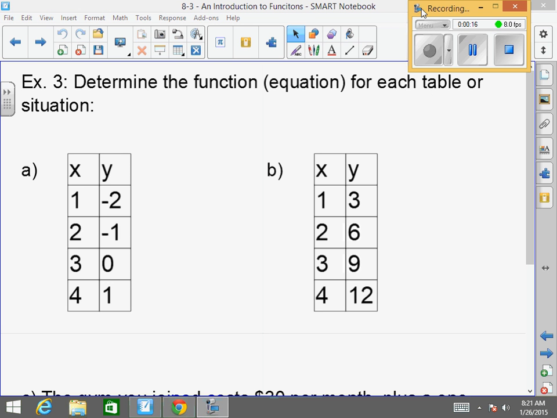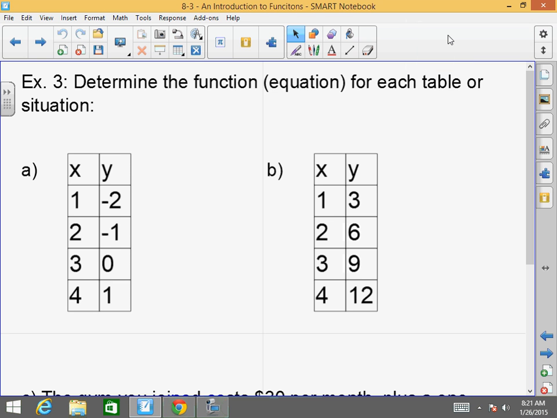So we're going to be doing 8.3 Part 2 today. And for example 3, it says determine the function or equation for each table or situation. What has to happen here is you have to figure out what am I doing to the x consistently? Because remember, a function is an equation. It works the same every single time, no matter what x value. So what am I doing to the x to get to this y?